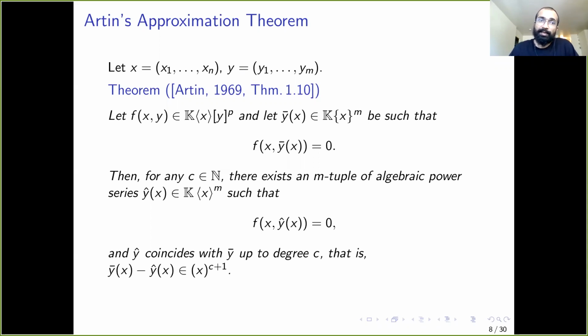So the main tool that I'm going to be using is a theorem called Artin's approximation theorem, which I briefly recall here. So if you have x denoting the n tuple of variables x1 through xn, and y denoting the m tuple of variables y1 through ym, then Artin's approximation theorem states that if f of x, y is a vector of polynomials in y, with algebraic power series coefficients in x, and y bar is a vector of convergent power series such that it solves the equation f of x, y equals 0 when it's substituted for the variables y, then for any integer c, there exists an m tuple of algebraic power series y hat such that they are also a solution of the system of equations, and y hat coincides with y bar up to degree c.